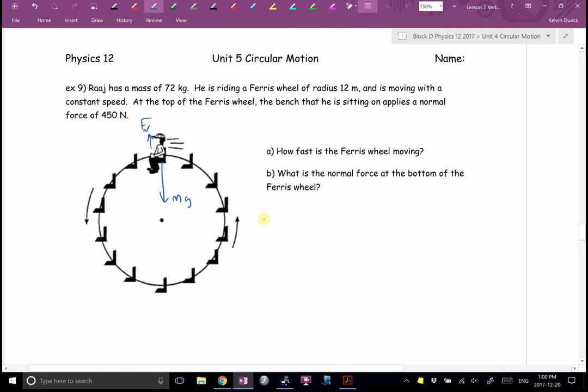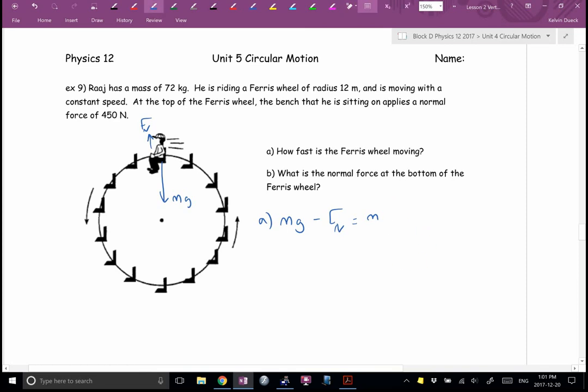So my equation for part A is going to be, what? Mg minus Fn equals mv squared over r. Mr. Duick, how come you didn't write ma? Because they're asking me for speed, so I figured out this time I'm pretty sure I want the one with the speed in it. The other question they could have asked is, how long does it take the Ferris wheel to go around once? I'd get the period, the T, by itself.